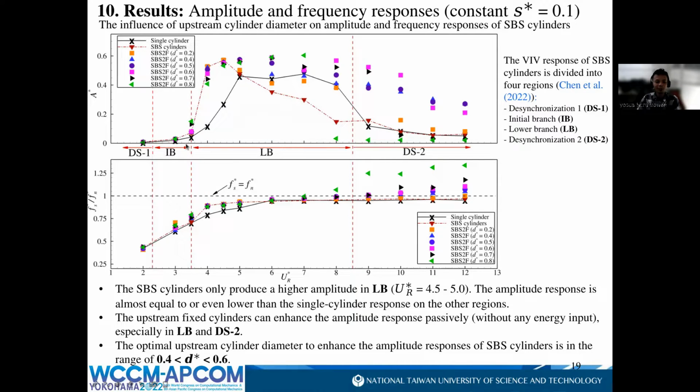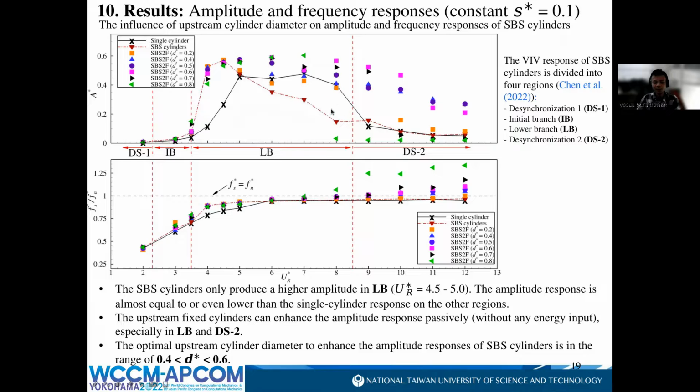We can see that if we compare the original downstream cylinder and the single cylinder, the downstream cylinder only produces higher amplitude in this region, UR equal to 4 until 5. But after UR equal to 5, the downstream cylinder always gets smaller amplitude here.